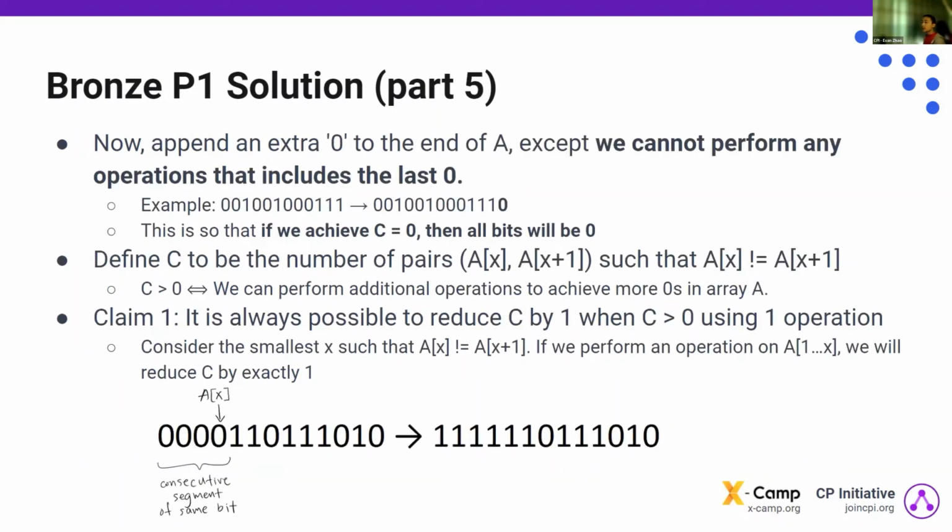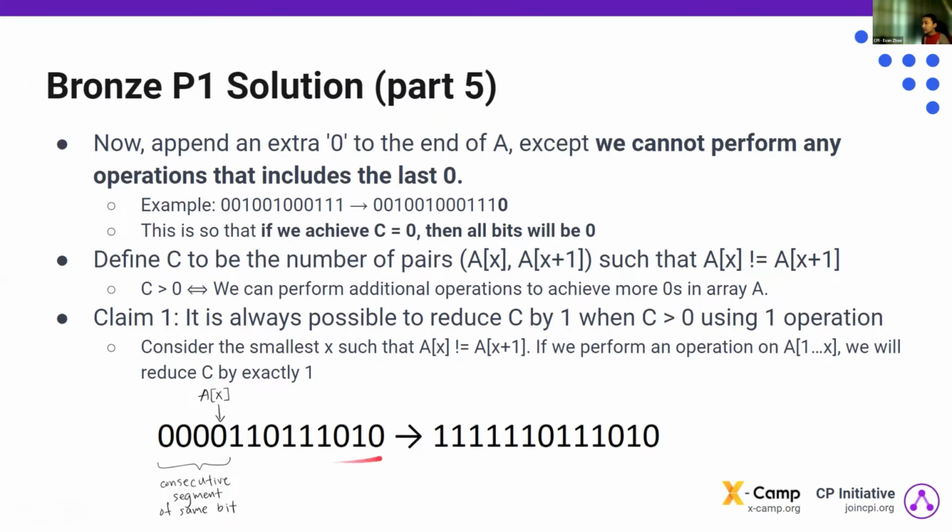So now let's append an extra 0 to the end of A, except we cannot perform any operation that includes the last 0. You will see in a moment why we did do this. So for example, this array of ones and zeros will become this. See, we appended an extra 0 at the end. And let's define C to be the number of pairs AX, AX plus 1 such that AX does not equal AX plus 1. So basically, the number of pairs that are different in here.